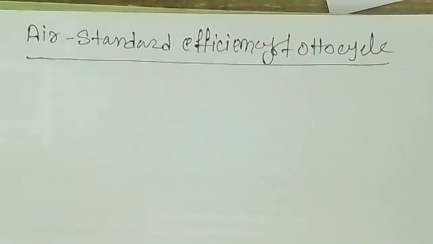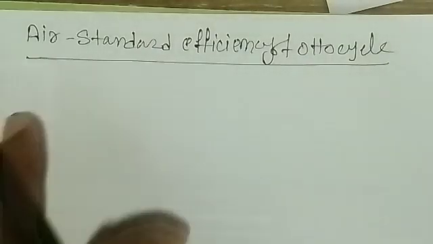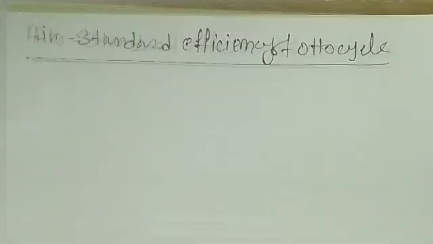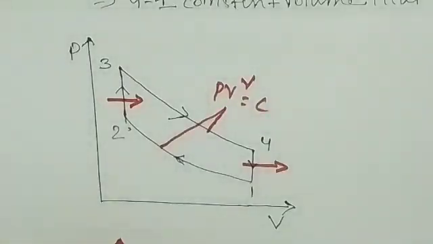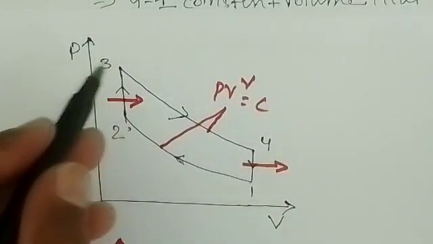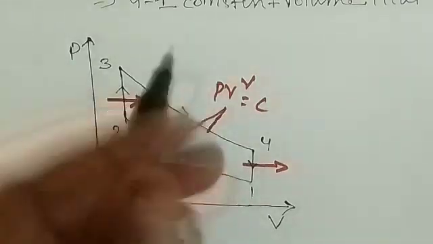Whether it is the Otto cycle, diesel cycle or dual combustion cycle, these all are in one phase only, and the working fluid used is air, right? That's why it is called air standard efficiency, and the phase is not changed. Means what? When you are doing the compression 1 to 2, it is gas, 2 to 3 gas, 3 to 4 gas only, and 4 to 1 gas only.